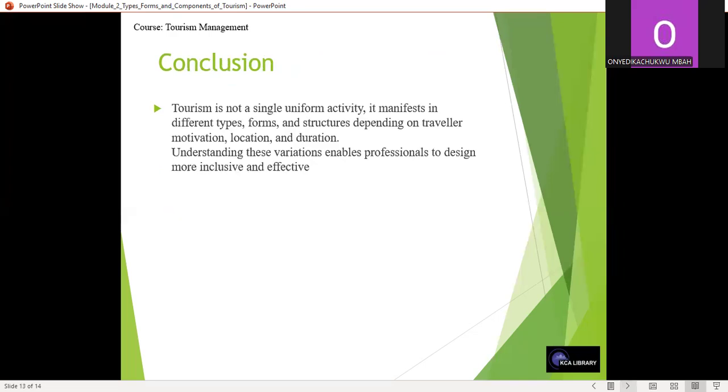Now, in conclusion, tourism is not a single uniform activity. It manifests in different types, forms, and structures depending on the traveler's motivation, location, and duration. Understanding these variations enables professionals to design more inclusive and effective tourism.